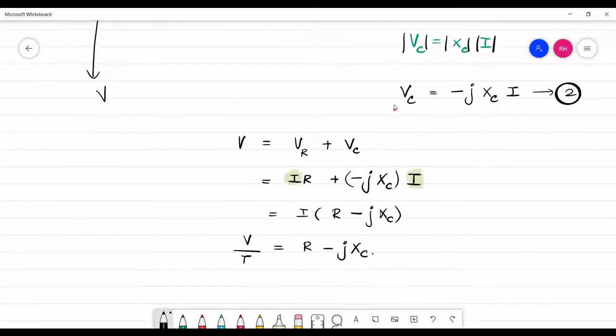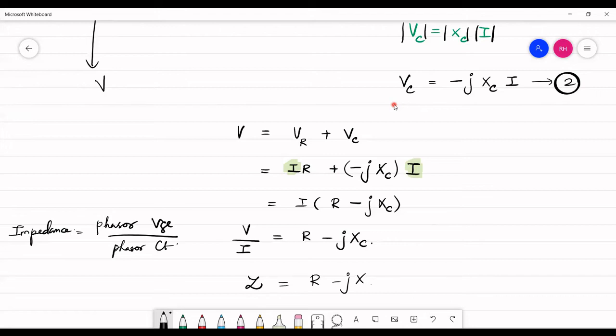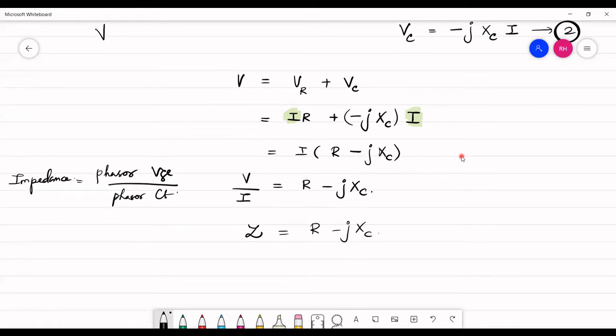And we know the ratio of phasor voltage to phasor current is impedance. And impedance is represented as Z. So Z is equal to R minus j Xc. And the magnitude of impedance, the magnitude of this complex number, is magnitude of Z is equal to root of R square plus Xc square.